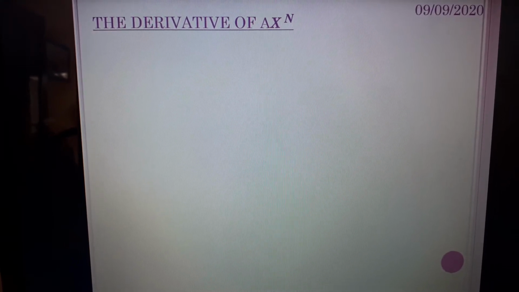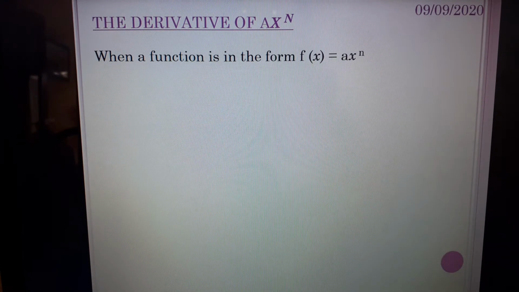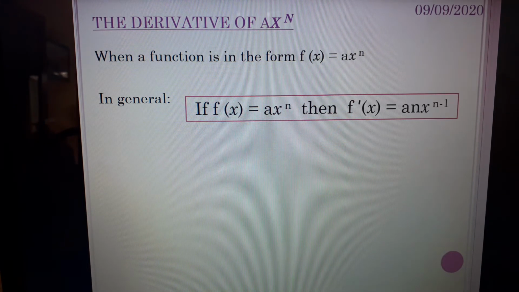Good morning, and today we're going to look at the derivative of ax to the power of n. We've already looked at the derivative of x to the power of n, and here we have a constant a in front of that. So when a function is in the form f of x equals ax to the power of n, in general, the rule is still the same.